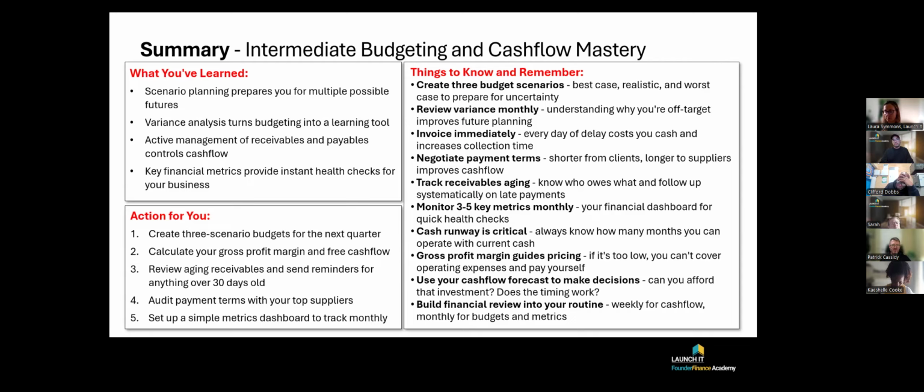Variance analysis turns budgeting into a learning tool. So, your budget is a forecast of what you think is going to happen. Variance analysis is looking at what actually happened, and then building that into your business for the future. So I thought this was going to happen. This is what actually has happened, and I understand why that has happened. And then I refine my budget over time so that I have a better budget based on what I now understand about my business.